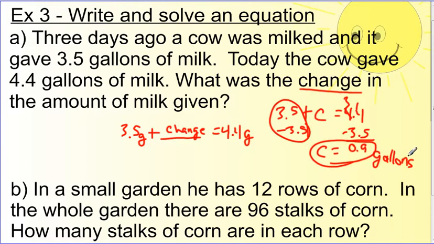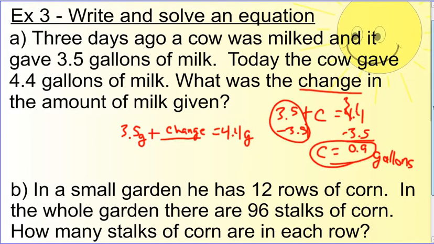Okay, a couple things to make sure. First off, you have your label. And secondly, does your answer make sense? Is it possible to go from 3.5, add almost 1 gallon, and end up at 4.4? Yeah, that answer makes sense. Okay, always double check if your answer makes sense.